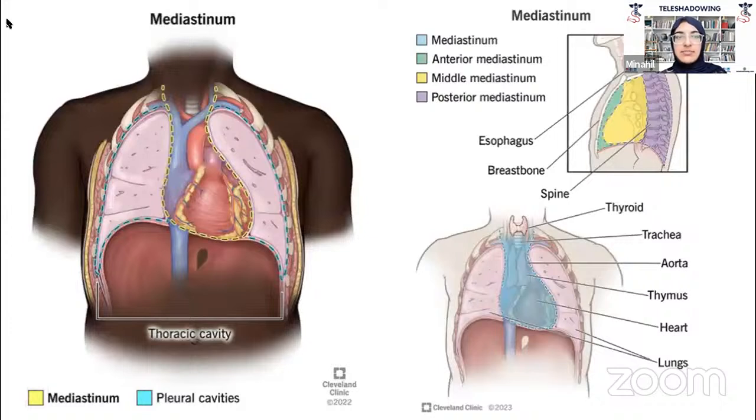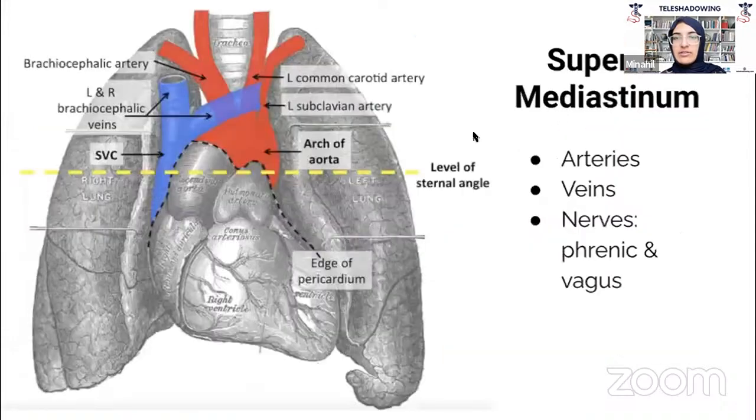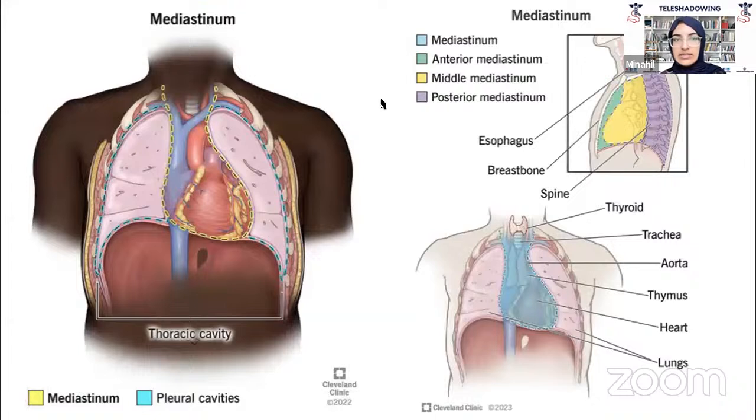So the normal mediastinum contains the heart, the thymus, the lymph nodes, also the esophagus and aorta. On the top right, you can see the superior mediastinum, which includes everything above the transverse thoracic plane, and the inferior mediastinum, which is everything below here. That inferior mediastinum includes the anterior, the middle, and the posterior mediastinums.